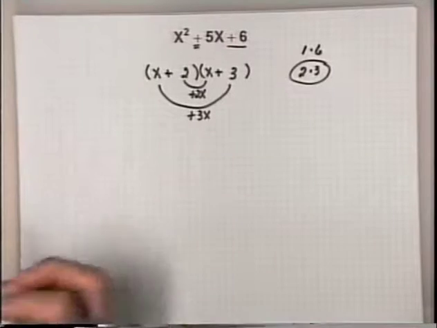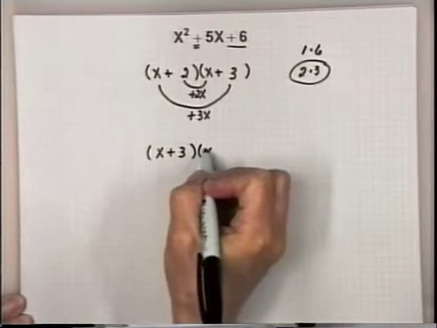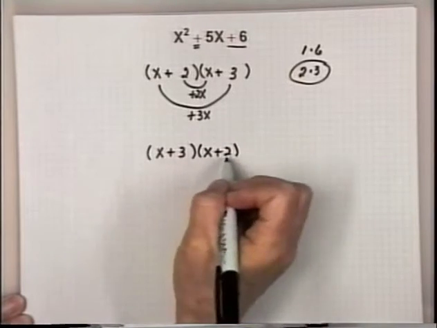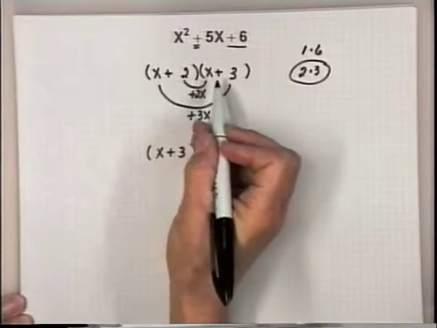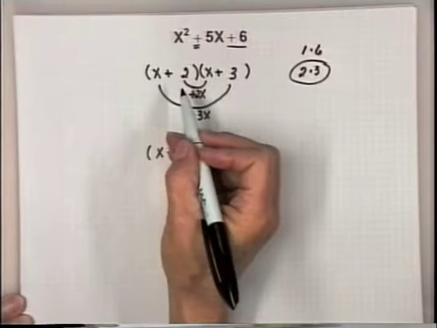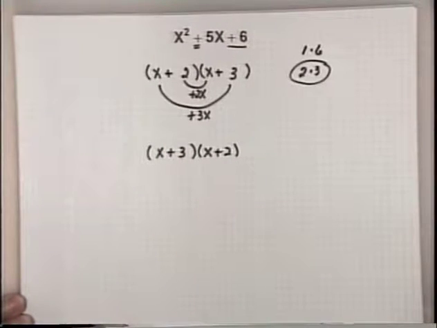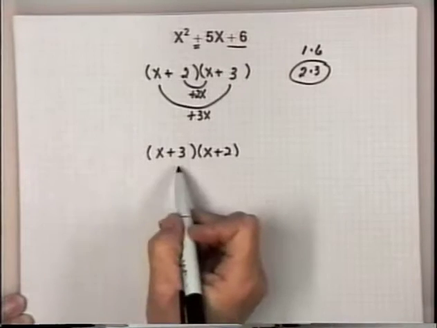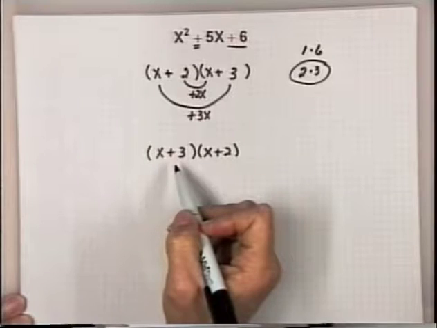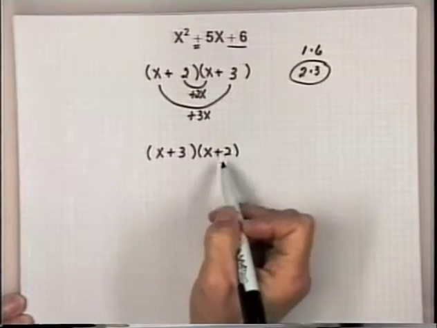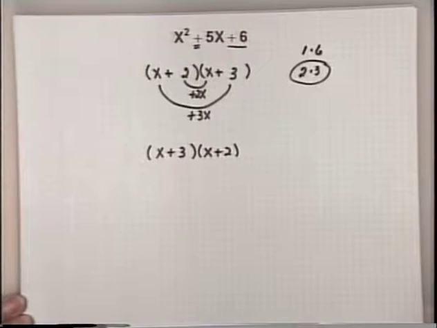Now I would remind you that had you written x plus 3 times x plus 2, this would still be a correct solution. Remember that multiplication is a commutative operation. That means the order that factors are written down in does not affect the product. So these are the same two factors that we have written here. They're simply written in a different order. And if you check your multiplication here, you will see that it will give you x squared plus 5x plus 6.